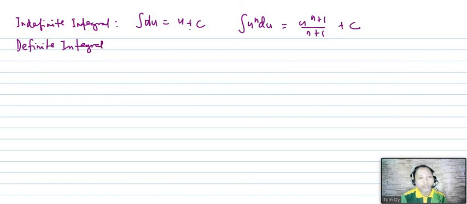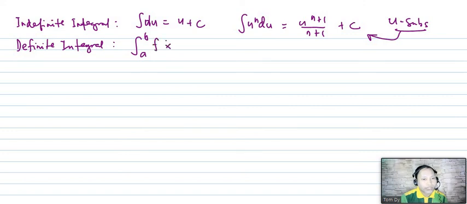Now take note also, for this one, we make use of U-substitution using this formula. For definite integral, we have the integral sign with your limits. Let's say lower limit we have here a, and upper limit we have here b. And then this is our function f of x dx. Now, how do we solve definite integral with lower limits and upper limits?